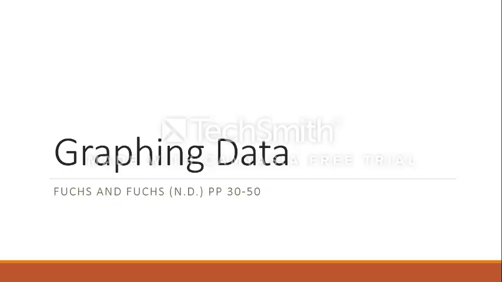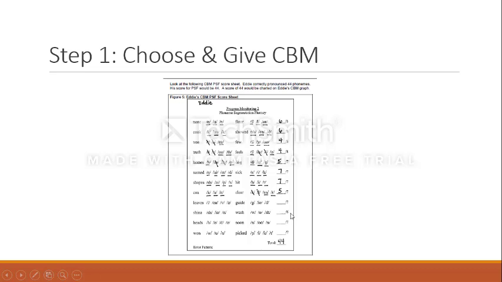So now we're going to do a discussion about graphing data. This is a multi-step process to get a graphical representation of the data. You've already seen a couple of examples of graph data with the single subject design work. The first step is just get the data.